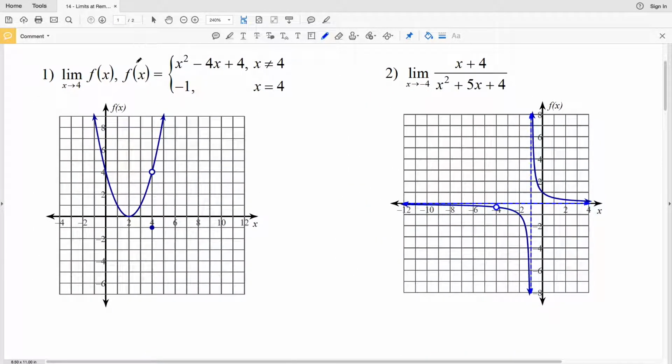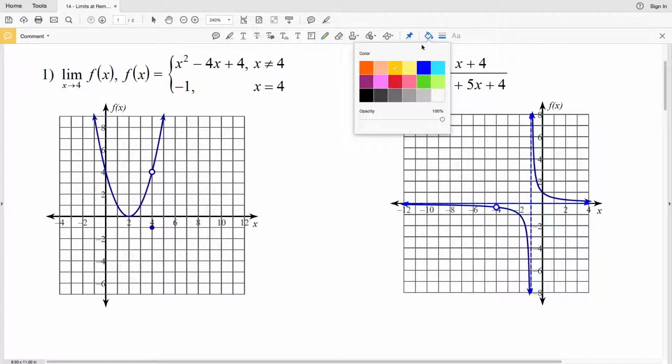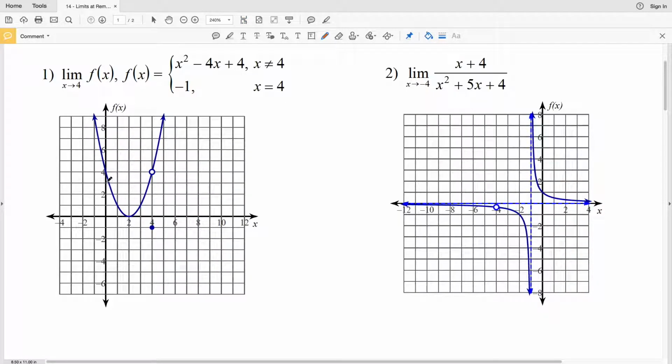The limit of f of x as x approaches 4, looking at the graph in number 1: as we approach 4 from the left direction, we're getting closer to 4 for y, and as we approach from the right, we also get closer to 4. However, at that point, when x is equivalent to 4, y is negative 1, but the limit of the function coming from both the left and right is equivalent to 4. So regardless of the fact that the value at that actual point is negative 1, the limit is 4.